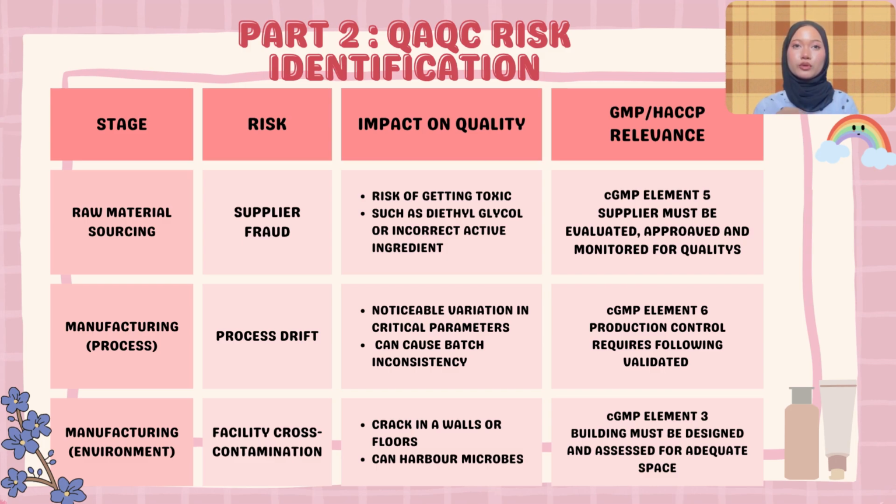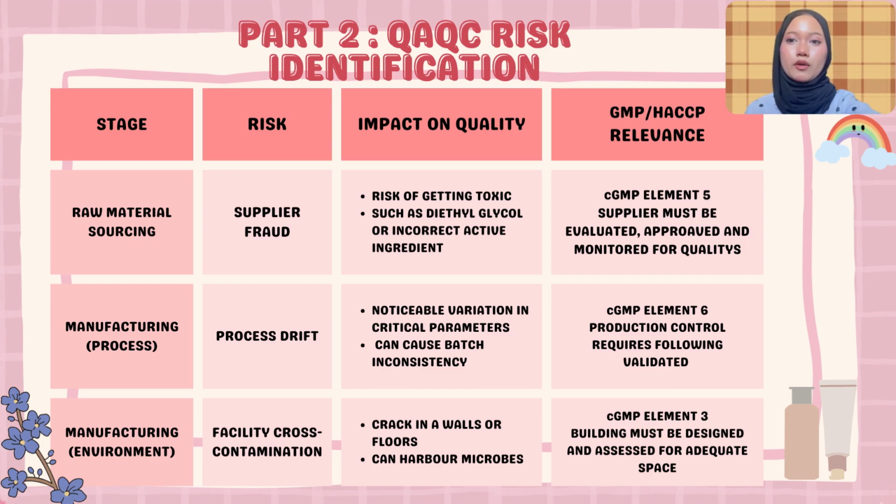To control this risk, CGMP Element 5 states that suppliers must be evaluated, approved, and continuously monitored. This means that the company must choose reliable suppliers, inspect the certificates and documentation, and also test incoming raw materials before use. For stage 2, which is the manufacturing process, the risk that we identify during this stage is process drift. Process drift means there are unwanted changes or variation during production.